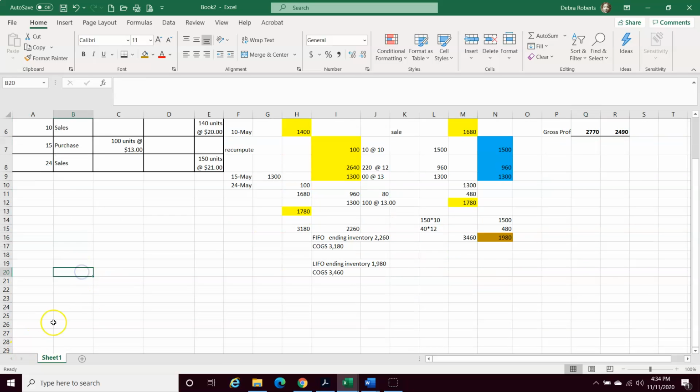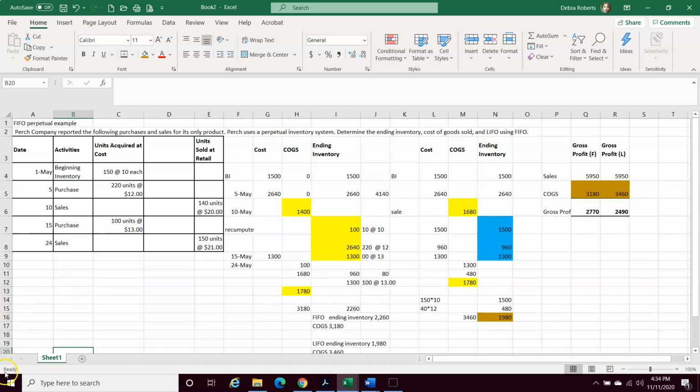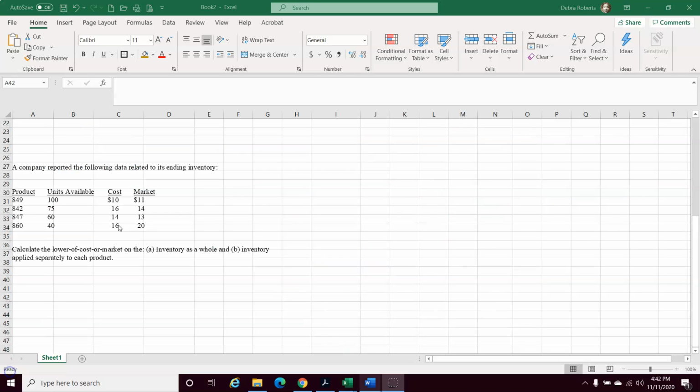Now let's take one more look at a problem and see if we can figure this one out. This is going to be assuming the lower cost of market. In front of you, you'll see some data. It says a company reported the following data related to its ending inventory, and it names the products, A49, A42, A47, and A60, and the number of units available and its cost. The question is asking you to calculate lower cost of market on the inventory individually and as a whole.